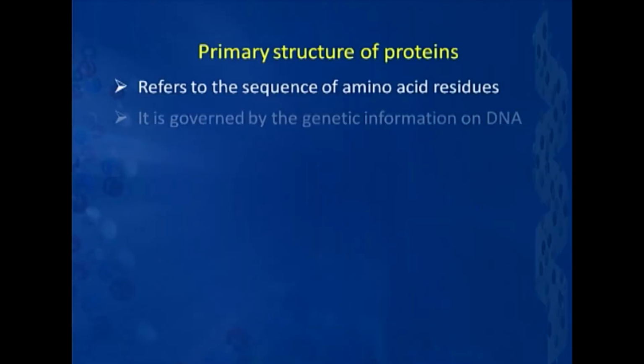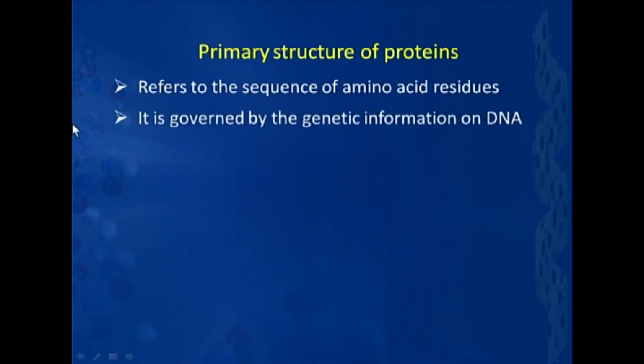Now, what does it mean? It means that if I am talking about a protein, because every protein has a very characteristic or specific sequence of amino acids in it, that particular sequence is called the primary structure of the protein. Let us see that.